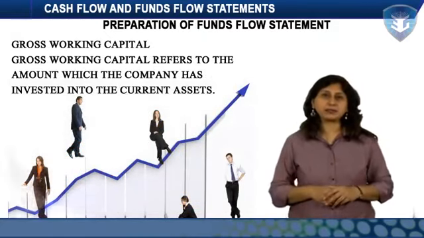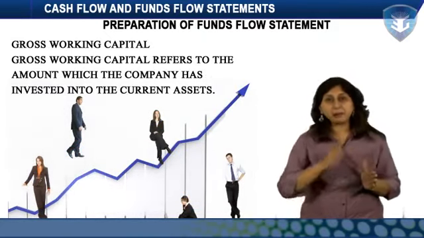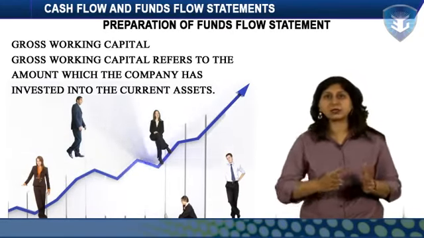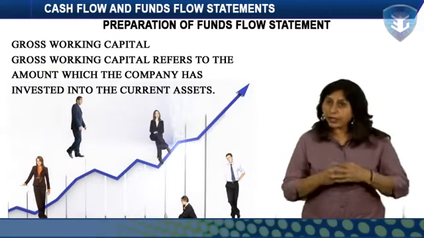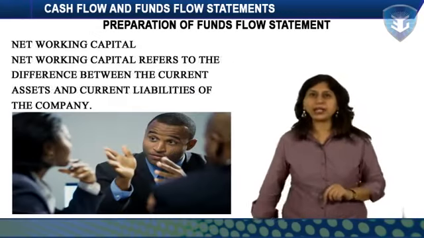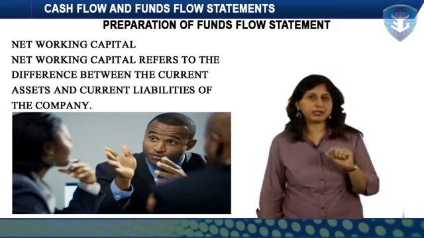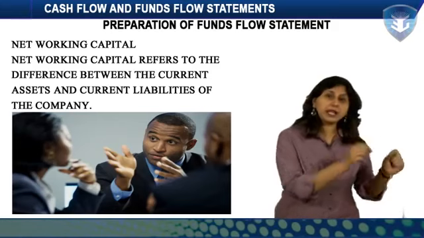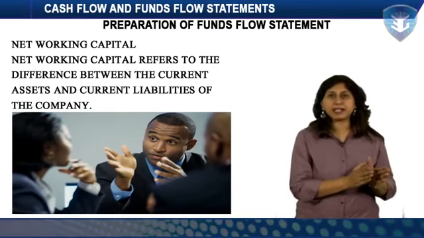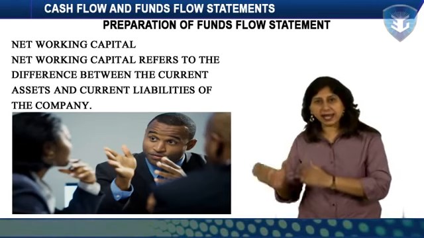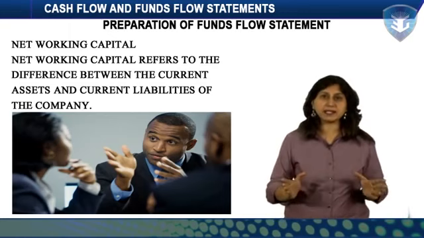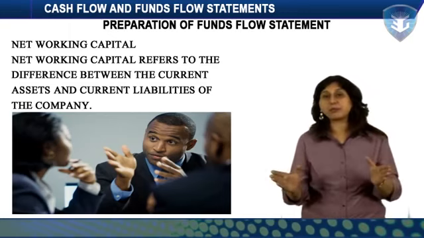Gross working capital. Gross working capital refers to the amount which the company has invested into the current assets. Current assets include cash, stock, debtors, or anything which can be converted into cash within a year. Net working capital. Net working capital refers to the difference between the current assets and current liabilities of the company. Current assets, as explained above, will be the same, and current liabilities include trade creditors, bills payable, outstanding expenses, or any debt which the company has to pay within a year.